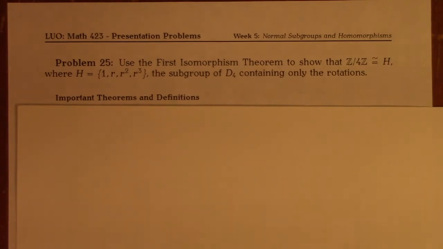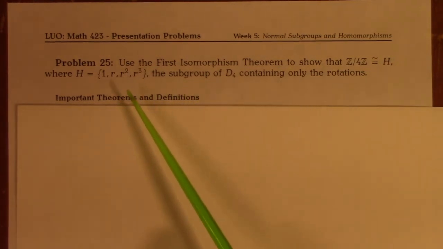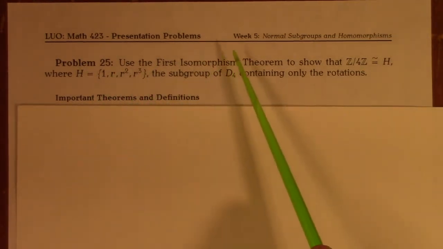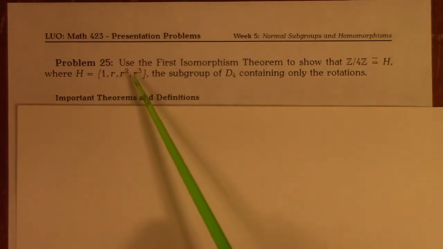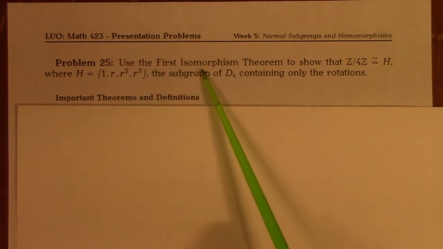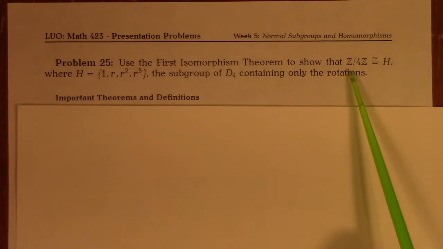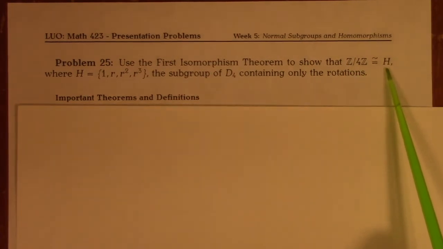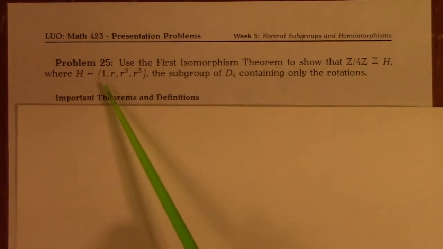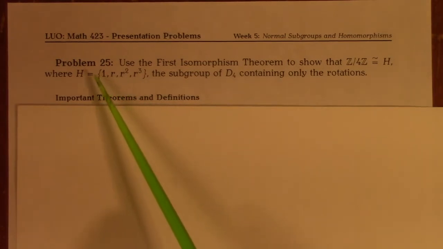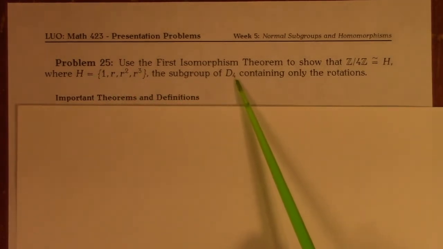So I thought the easiest thing to do is just to make a new video here. So here it goes. This is problem 25, from week 5, right? We're supposed to use the first isomorphism theorem to show that Z mod 4Z is isomorphic to H, where H is the rotational subgroup of D4.